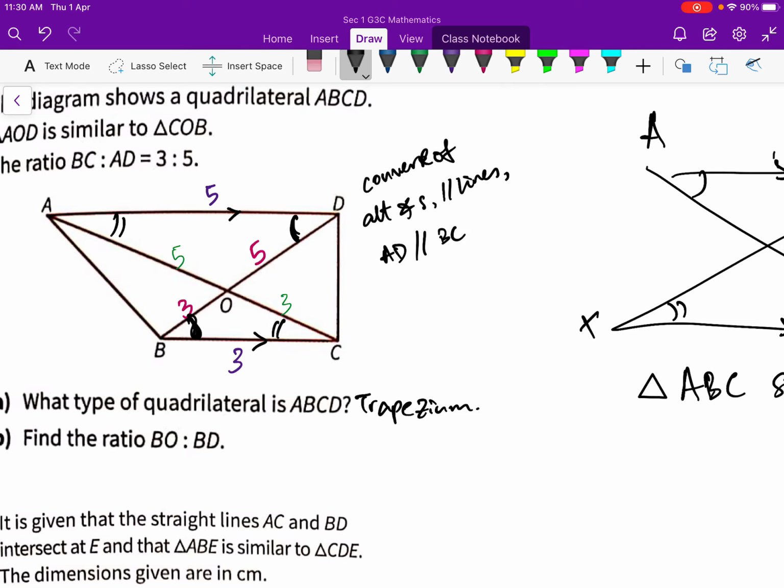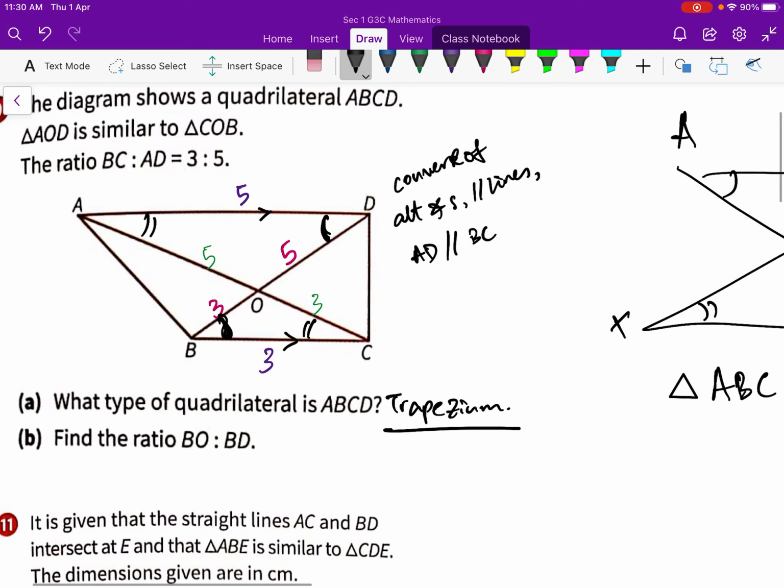And why are they the same? Because they are similar triangles. So similar triangles, angles are the same, therefore converse of alternate angles, parallel lines, these two lines AD, BC are parallel. Because these two lines are parallel, then we have a trapezium. Okay? They didn't ask that, so you can just give one word, trapezium.